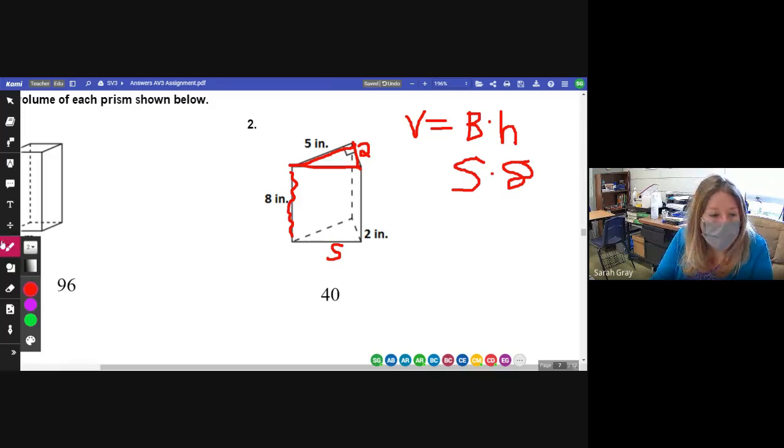Oh, I put the 5 in the wrong spot. It goes on the back because it's right angle there. We didn't need to know the hypotenuse on this one, which was nice. Okay.